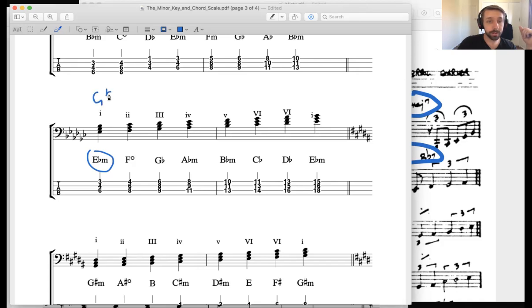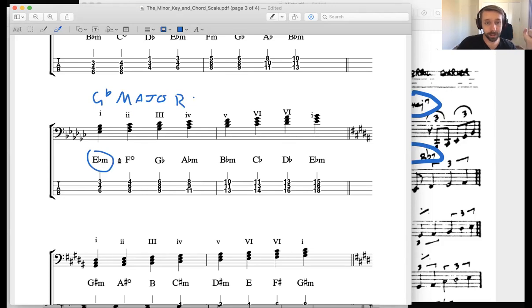G flat. Oh man, my handwriting is terrible on computers. That's gonna have to do. Oh, whoops. Yeah, that works, right? So G flat major, same as E flat minor.